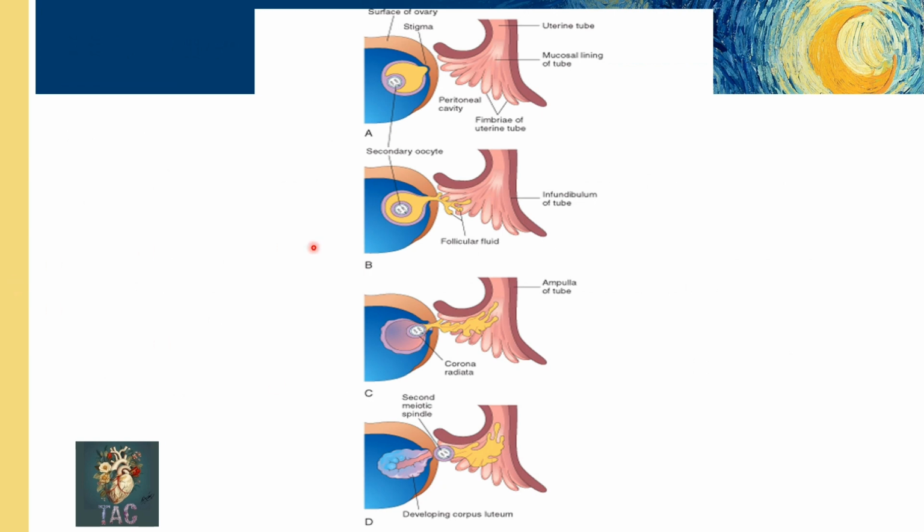So this is the diagram in which you can see stigma formation, and the fimbriated end starts to cover. Here the fimbriated end completely covers the area where the oocyte will be extruded, and here you can see that the oocyte is transported into the infundibular part of the uterine tube.